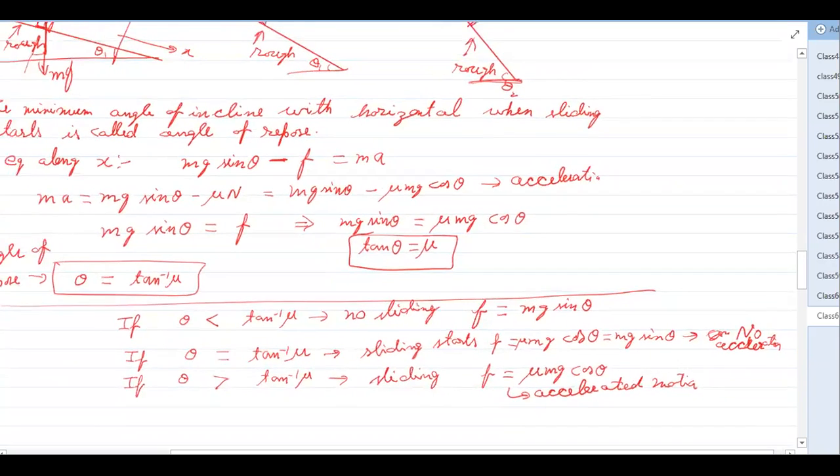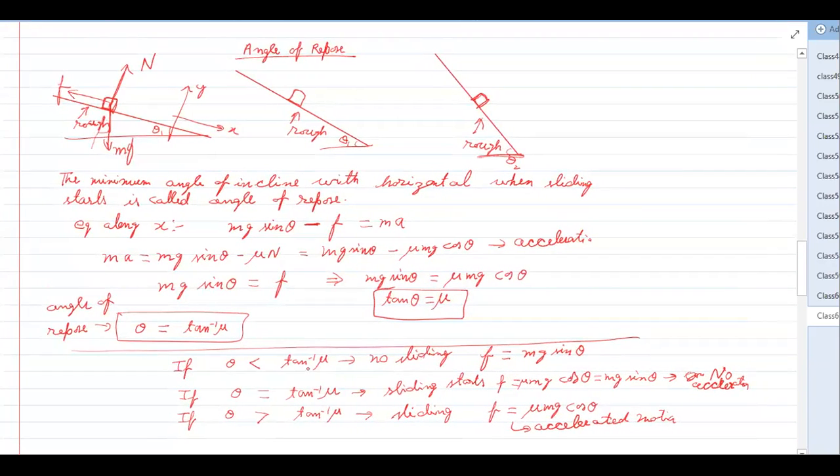Okay. So in this way we can understand the angle of repose and its significance. If the angle of incline is more than the angle of repose, sliding will be there. If less than the angle of repose, there will be no sliding.